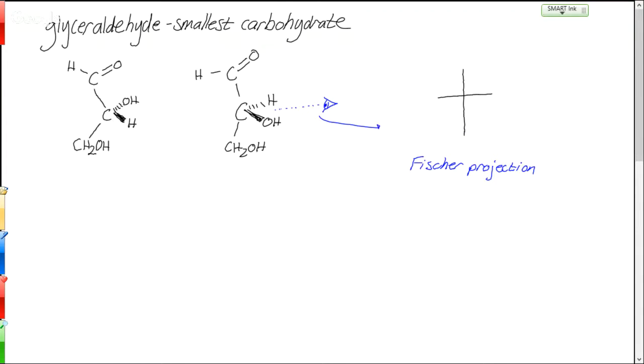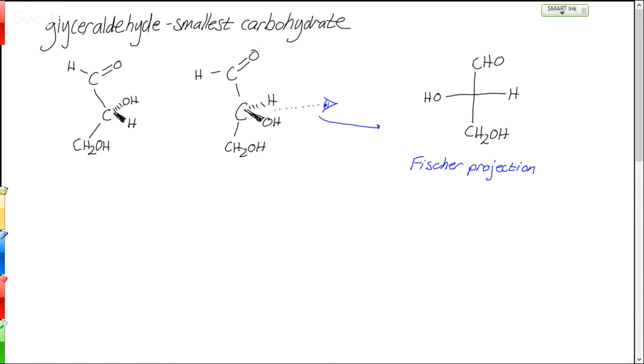rather than draw the individual C's for carbons, we use the line structure convention that anytime lines cross, that's a carbon. And so our top has our aldehyde, which we can abbreviate as CHO. Our bottom is still CH2OH. And then depending on which one we're looking at, the OH is on one side and the H is on the other side. So for this one that I drew right here, the OH is on the left and the H is on the right.